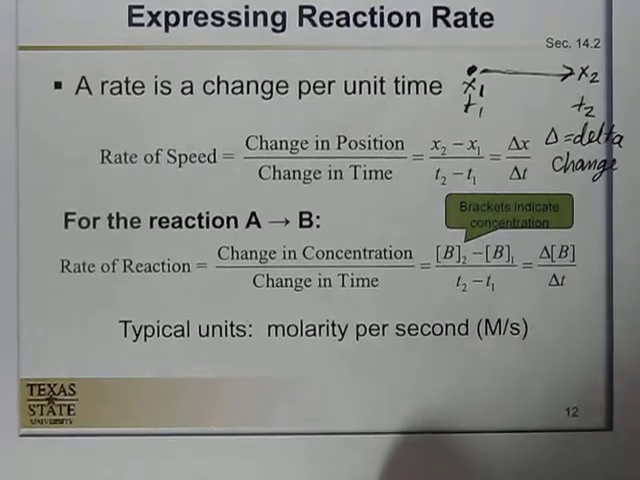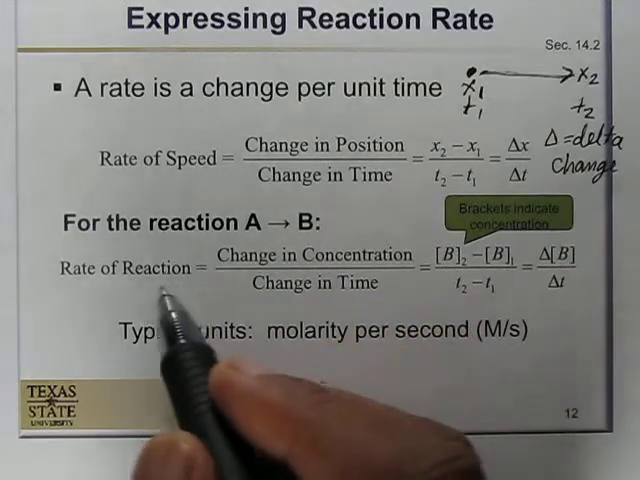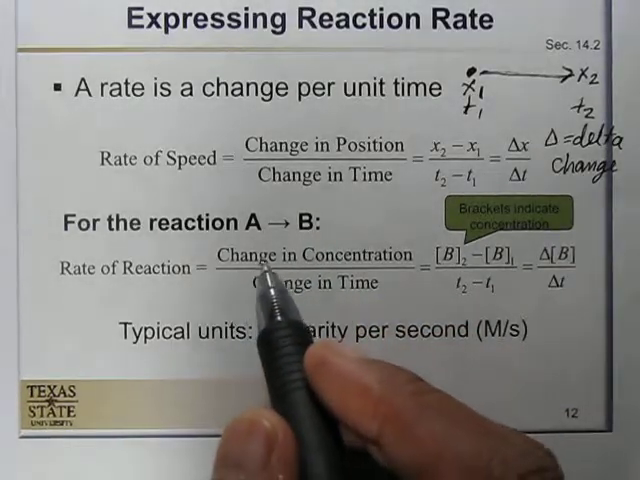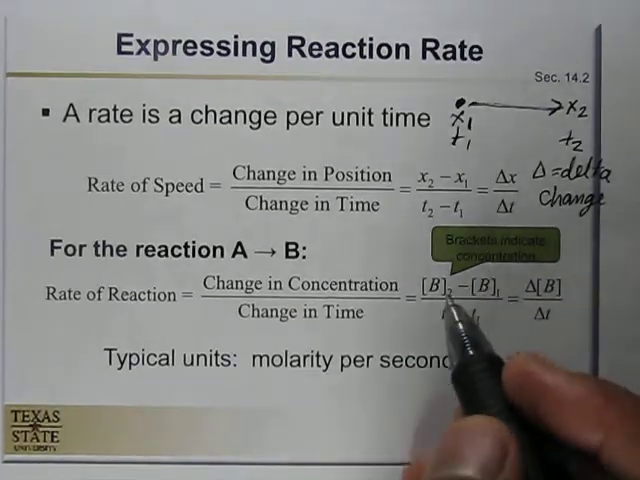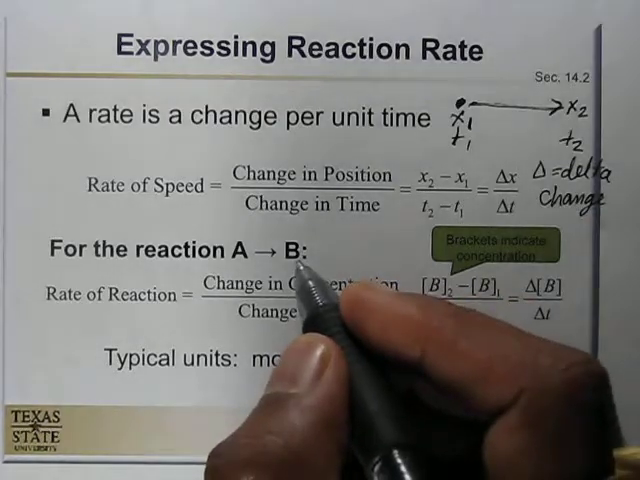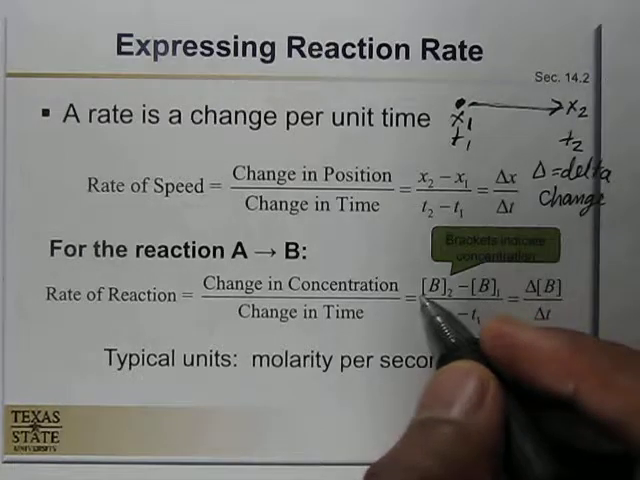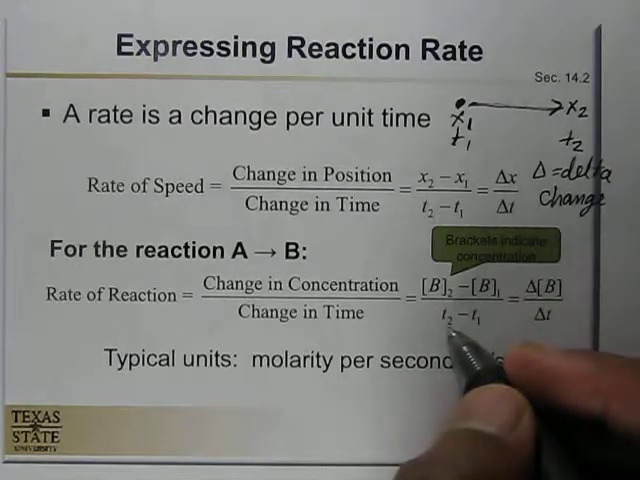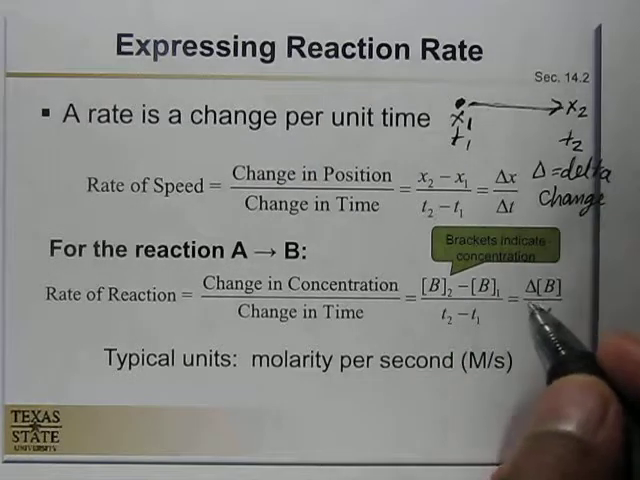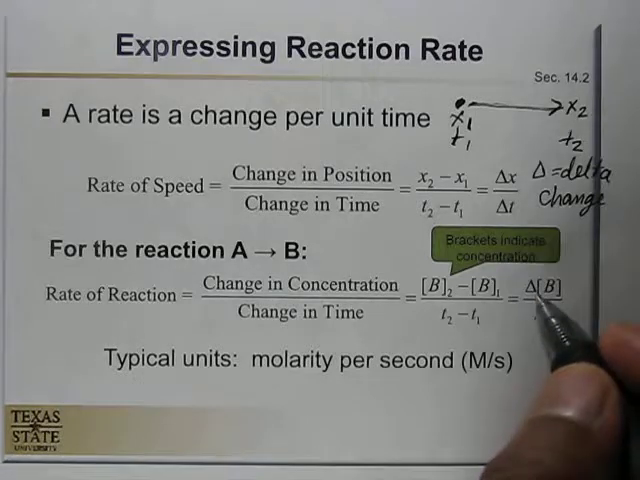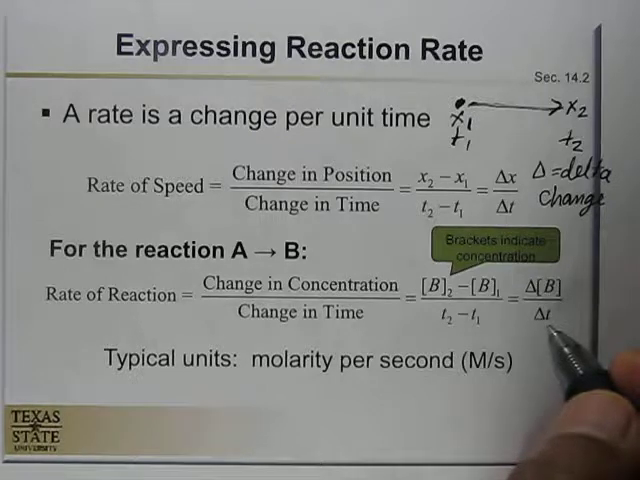In the same way, when we talk about any chemical reaction, A to B, where A is my reactant and is converting into product B, when we write the rate of reaction, we write the change in concentration divided by change in time. So here we can write B2 minus B1. The initial concentration was B1, and after time T2, the concentration becomes B2. So delta B over delta T: change in concentration of B, the product, divided by change in time.